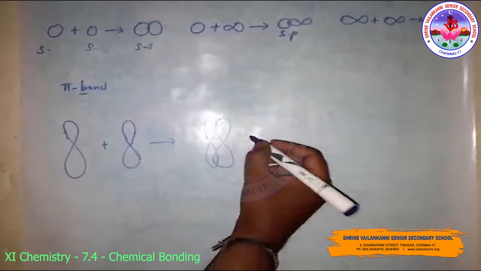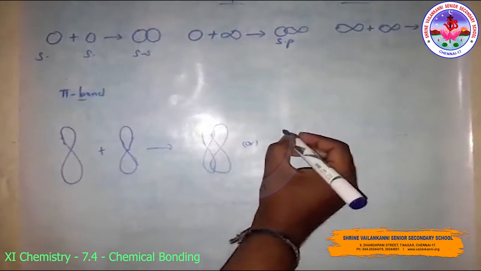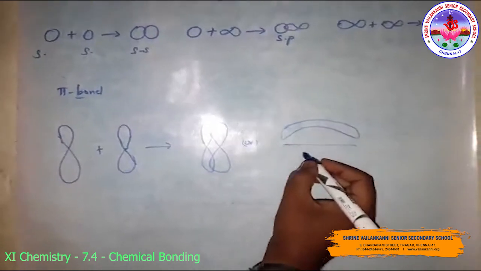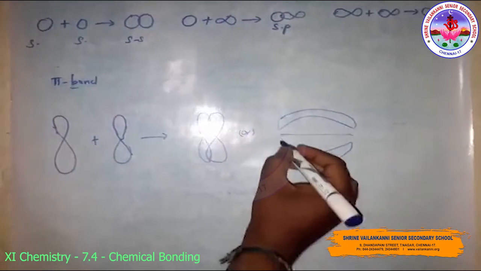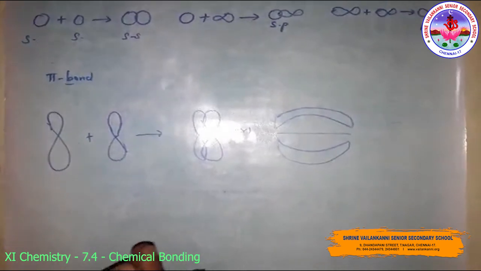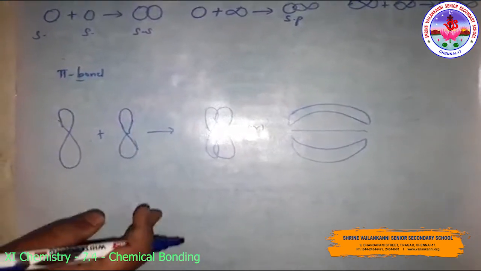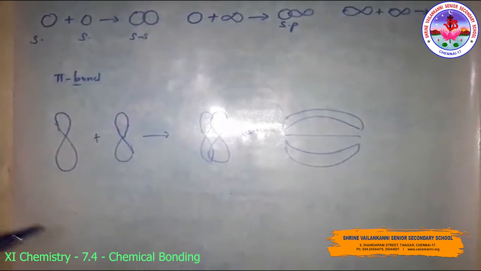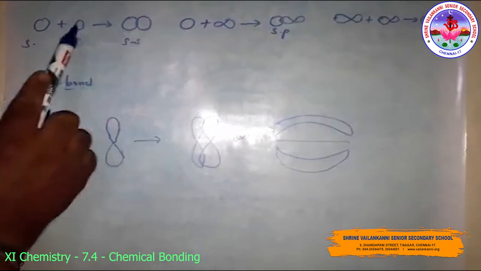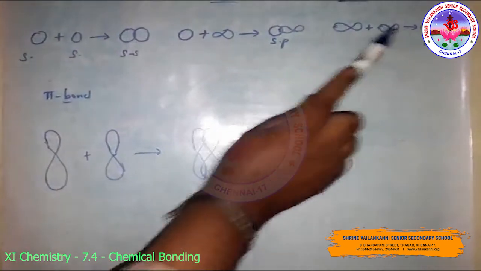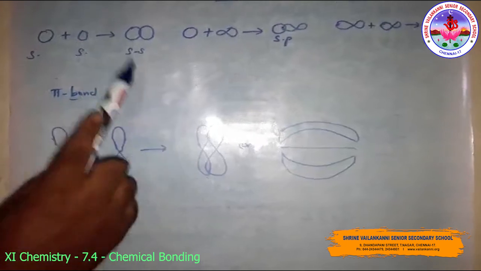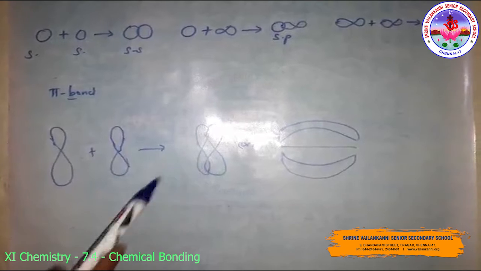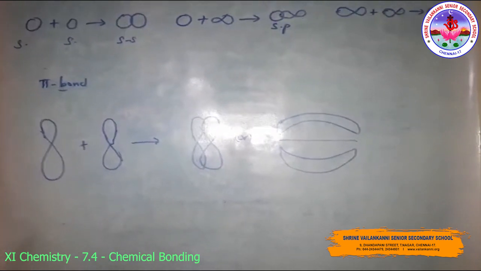Or you can write it like this. This one is the pi bond overlapping, and this is the sigma bond overlapping. The sigma bond means the head-on overlapping, or end-to-end overlapping. The pi bond is the sideways overlapping or lateral overlapping.